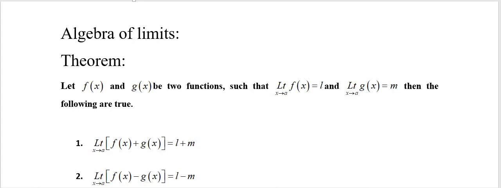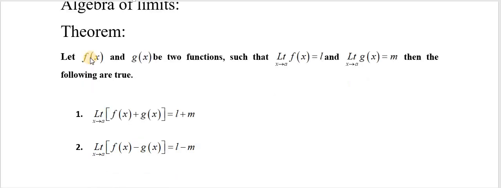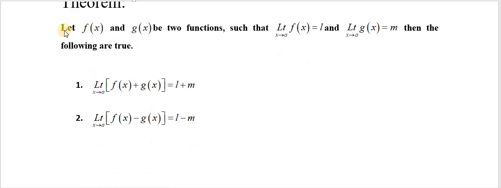Today's topic is algebra of limits. Here we are going to prove one theorem. The statement of the theorem is as follows. Let f(x) and g(x) be two functions such that limit x tends to a of f(x) equals L and limit x tends to a of g(x) equals M. Then the following are true.